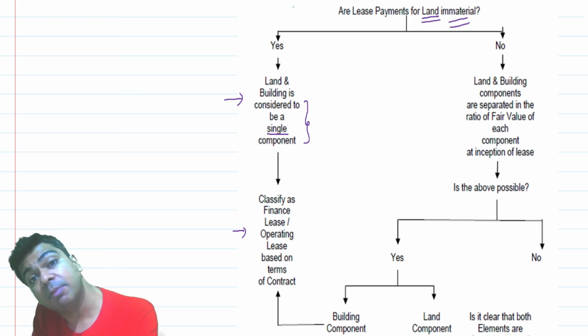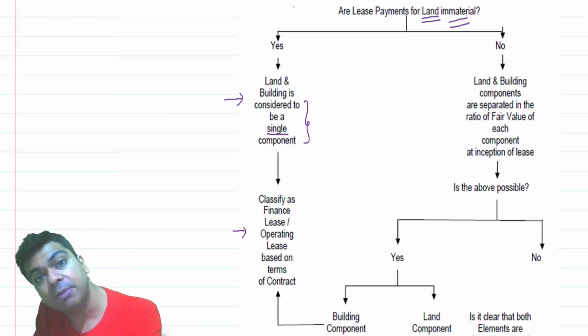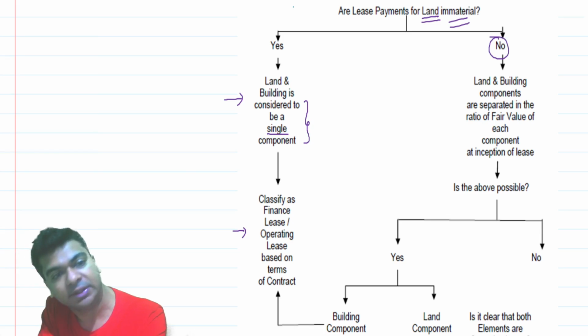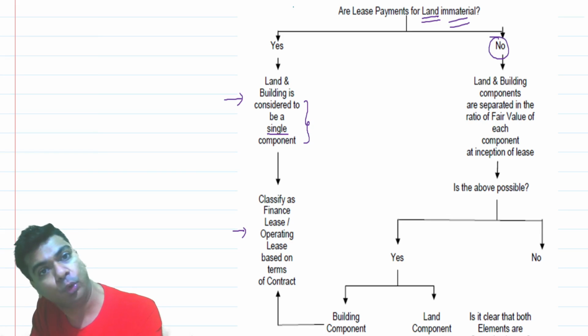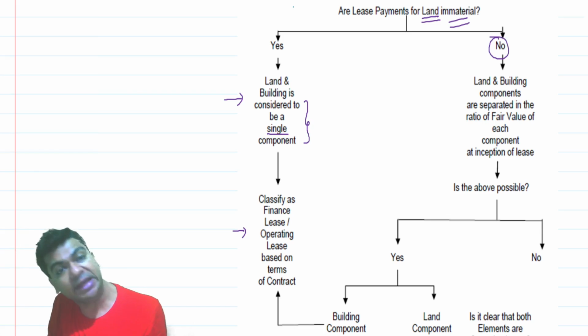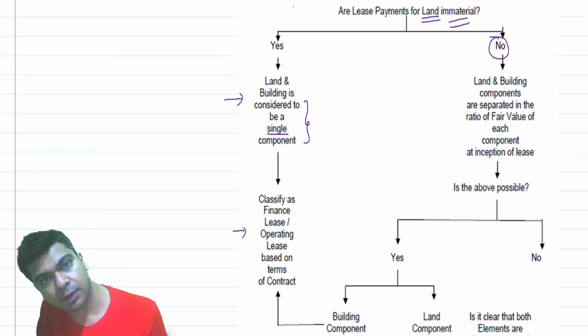But what if the payments towards the land are material? Right, that's where we are putting the answer as no over here. What if it is material, then what to do? For example, you are leasing out the entire building.